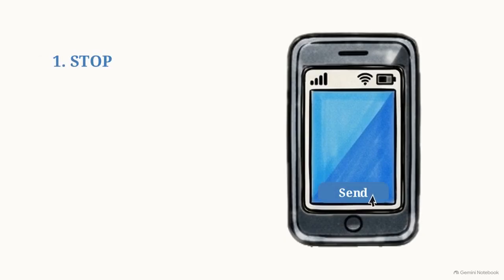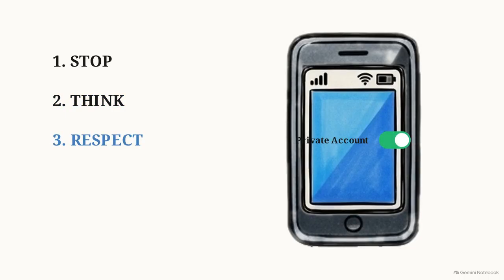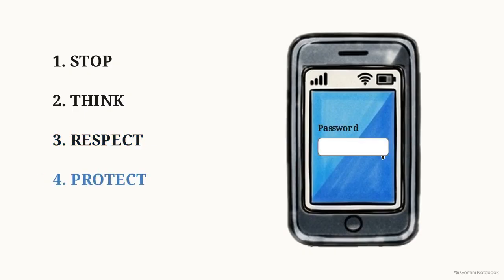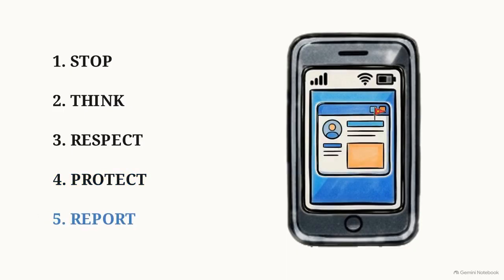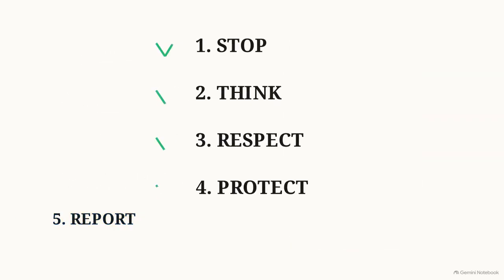They need a simple, repeatable behavioral algorithm. First, stop. Pause completely before clicking or reacting. Next, think. Could this hurt or mislead someone? Then, respect privacy and boundaries. Fourth, protect personal information, accounts, and safety. Finally, report immediately if any situation becomes harmful, threatening, or unsafe.